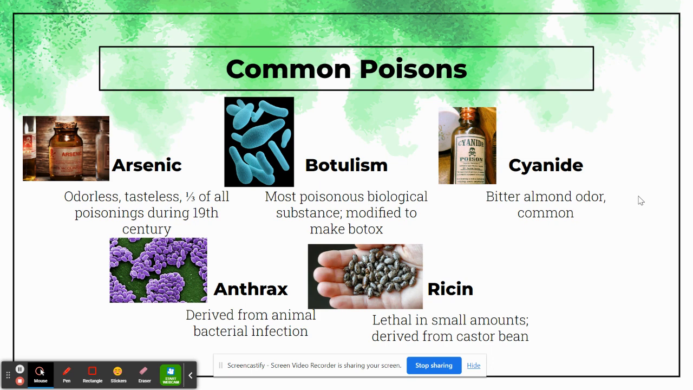But these are the ones that we see most often, or at least most common in history. So arsenic and cyanide used to be the big two. You could buy them at grocery stores because they were used as rat poison. But the problem is they're really toxic to humans. So that is why it's no longer really sold. It's not readily available. But both of these were, for the most part, hard to detect prior to the mid 1800s.